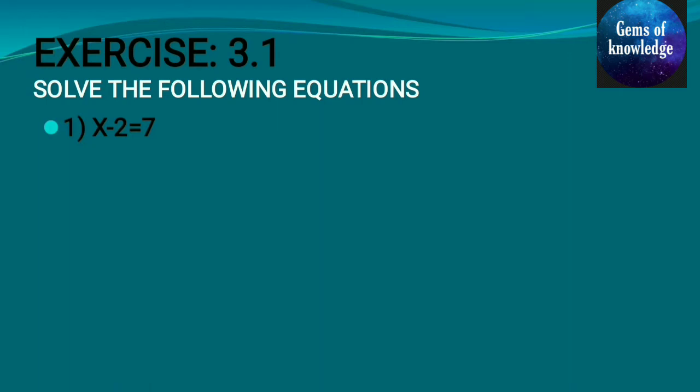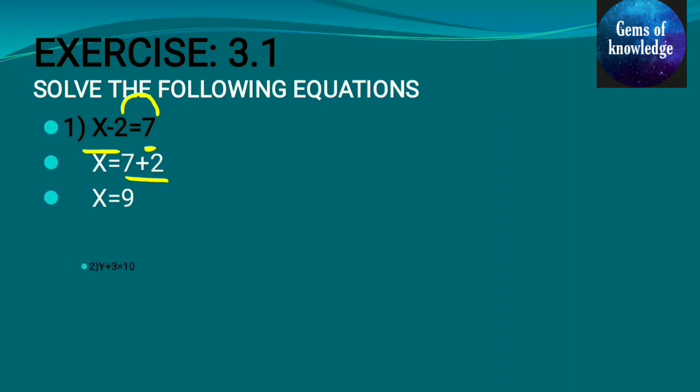The first question is x minus 2 is equal to 7. Here on the left side we have the expression and on the right side we have just the number. To solve this, we have to bring this minus 2 to the other side. As we bring minus 2 to this side, it becomes plus 2. So x is equal to 7 plus 2, which is 9. This is the solution for the first question: x minus 2 is equal to 7 gives x is equal to 9.